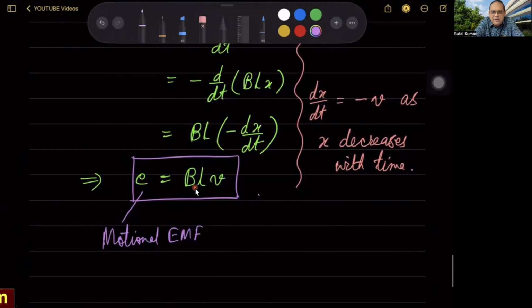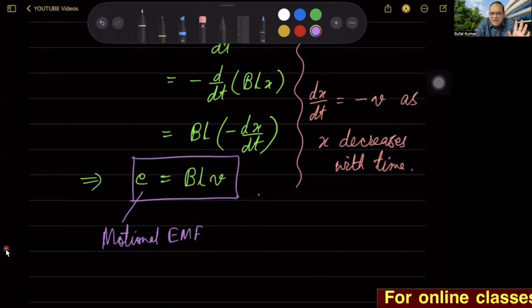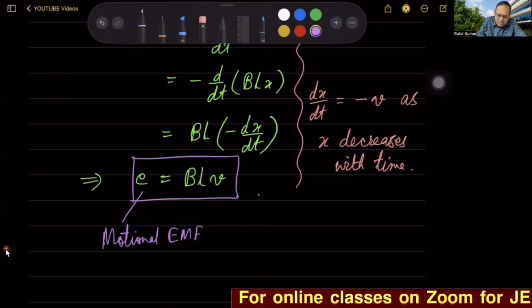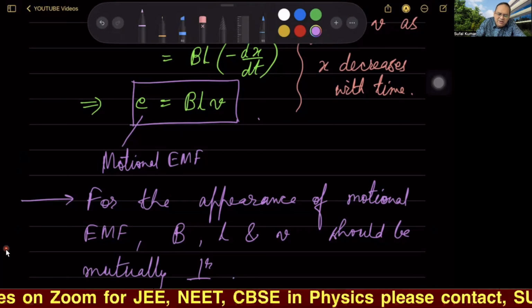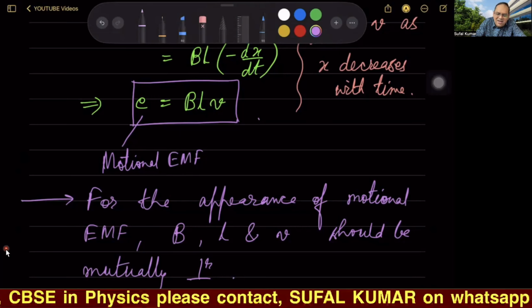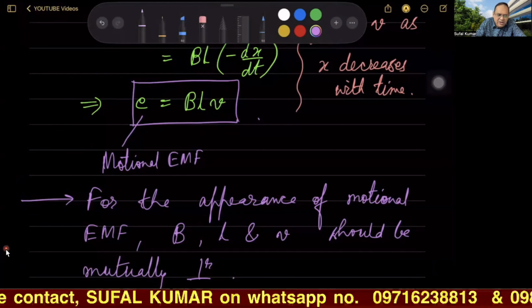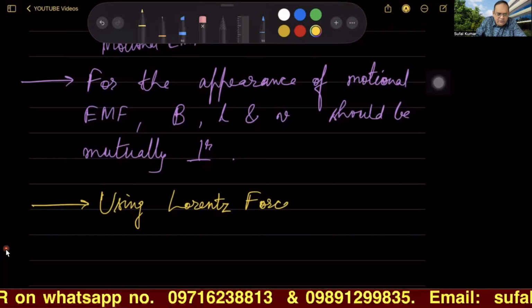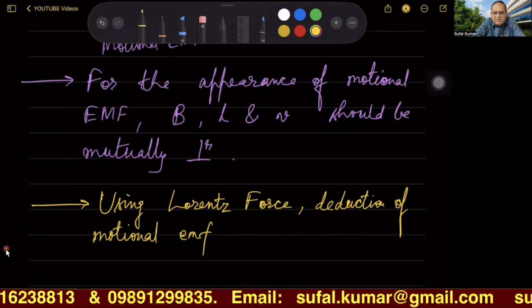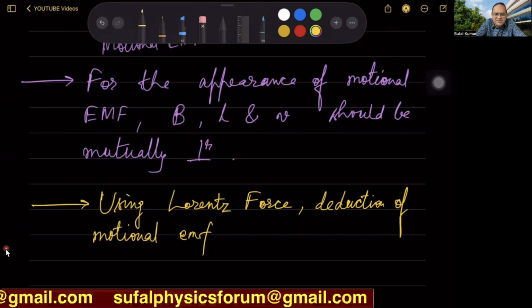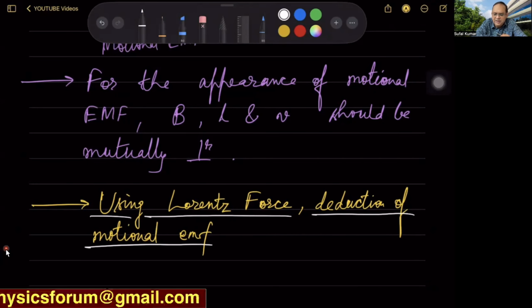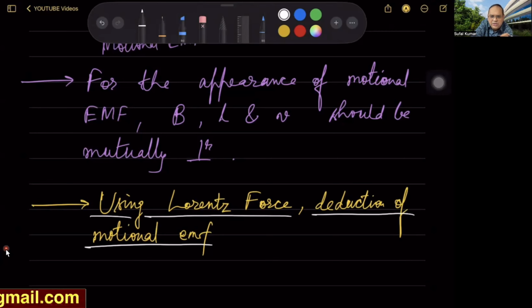And the point to be noted here is that for appearance of this particular type of induced EMF, always B, L, and v should be mutually perpendicular. Otherwise, there would be no motional EMF. Now, the same expression we are to analyze and conclude by using Lorentz force. Mainly this would be needed for tackling JEE Mains related questions and even advanced level also. Here the induced charge is also taken into account.